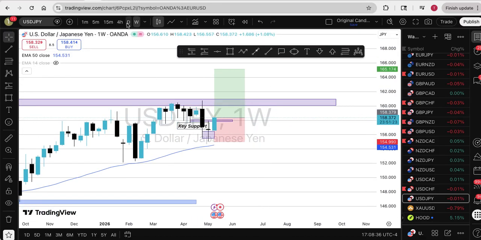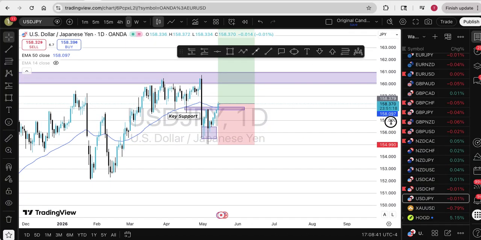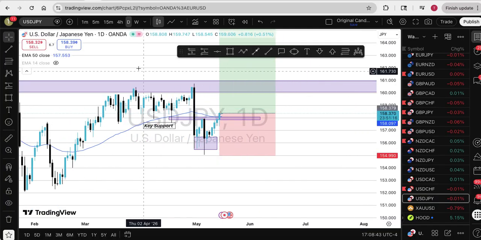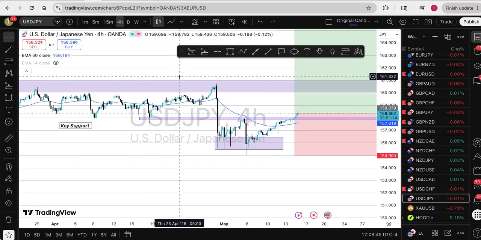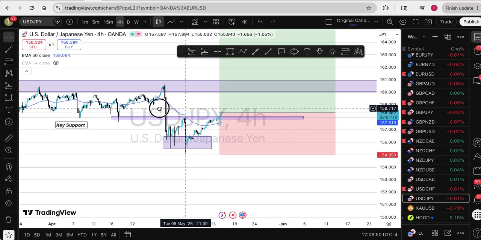4 hour time frame is bullish. Daily time frame is bullish. That's all we need, right? That's all we need to enter. We don't have to be perfect on the 4 hour time frame. We can enter early. It has broken above. We can enter early. Trading is not perfect.